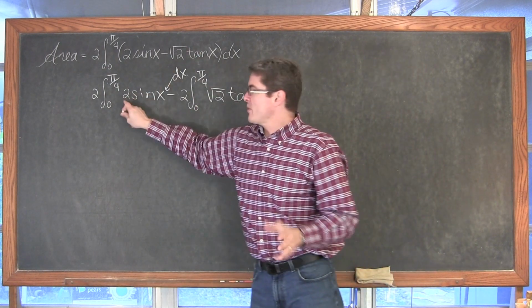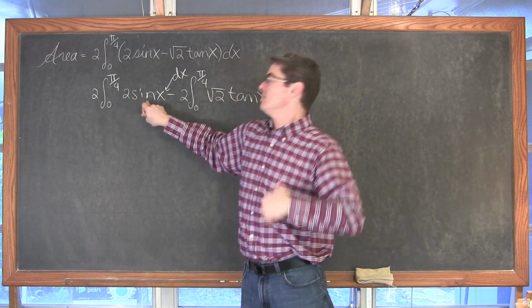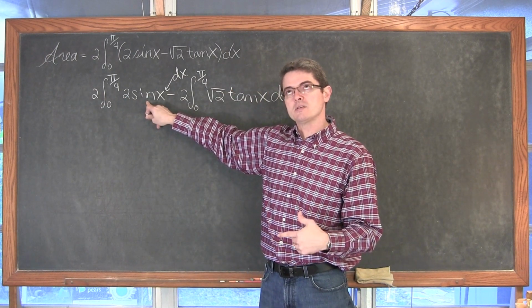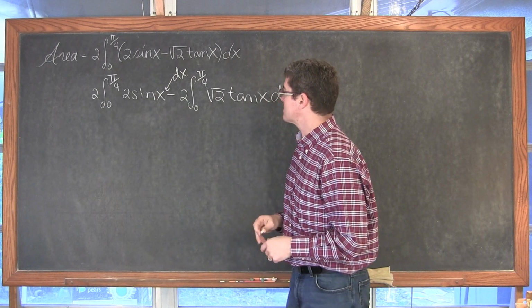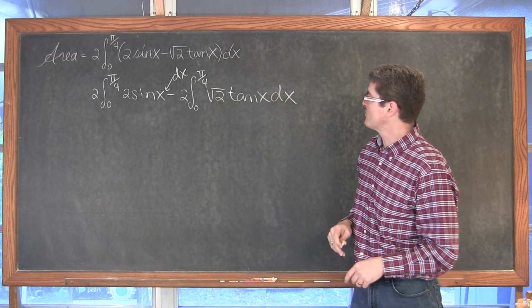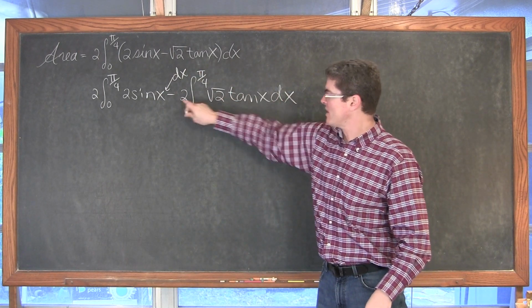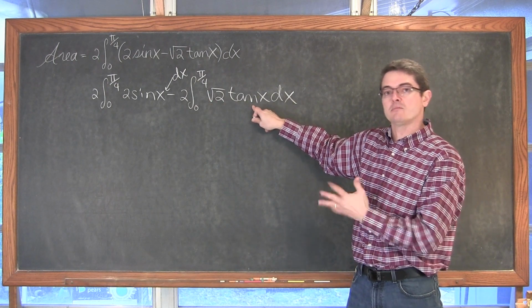Now, I'm going to, in the next line, take the 2 and move it out front. We know the integral of sine is negative cosine of x. That dx there, now I've just slipped right in there. I'm going to bring this 2 out front. Now, if you remember the integral of tangent, great.